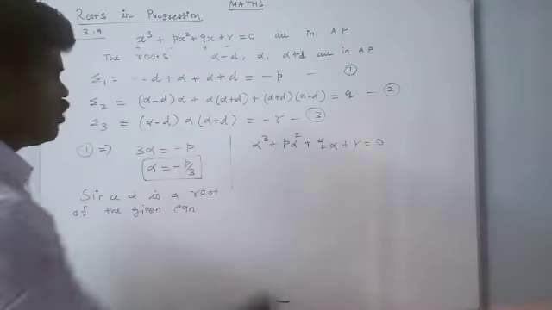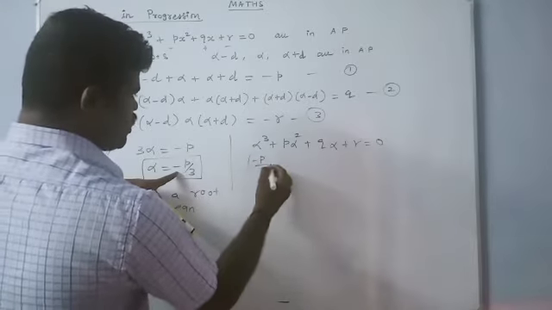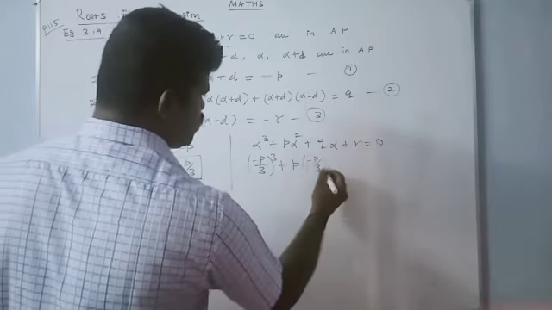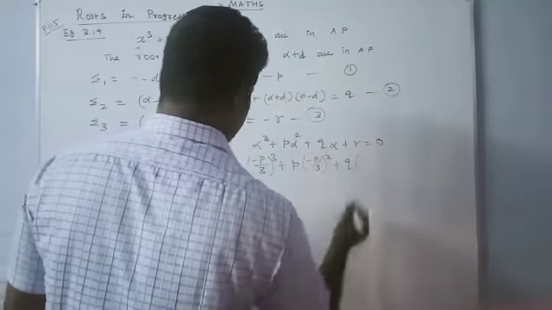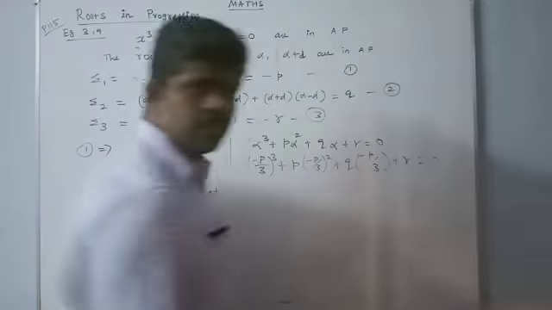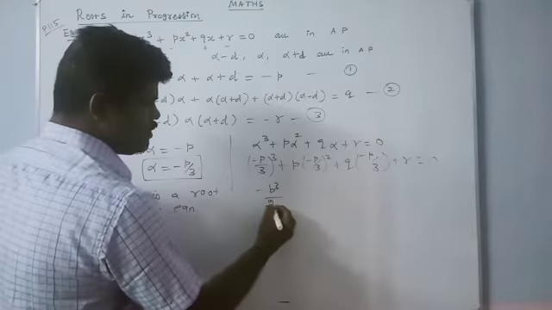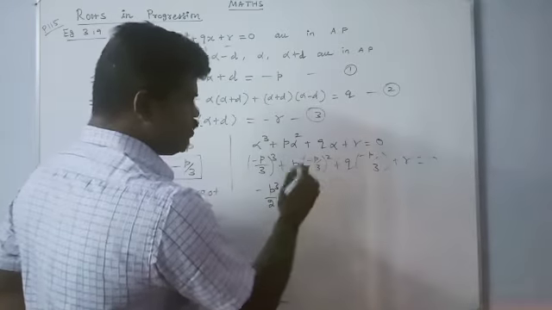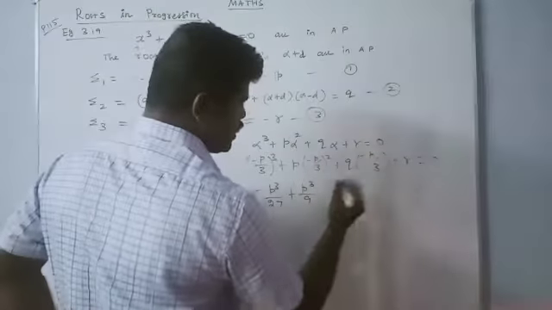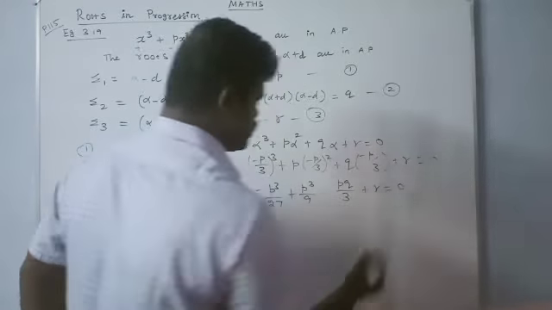Right? So now we apply the alpha value here. Alpha value is minus p by 3 whole cube plus p into minus p by 3 whole squared plus q into alpha value, which is minus p by 3, plus r is equal to 0. Now minus p cube by 27. Here plus p squared into p, that means plus p cube by 9. And here minus pq by 3 plus r is equal to 0.